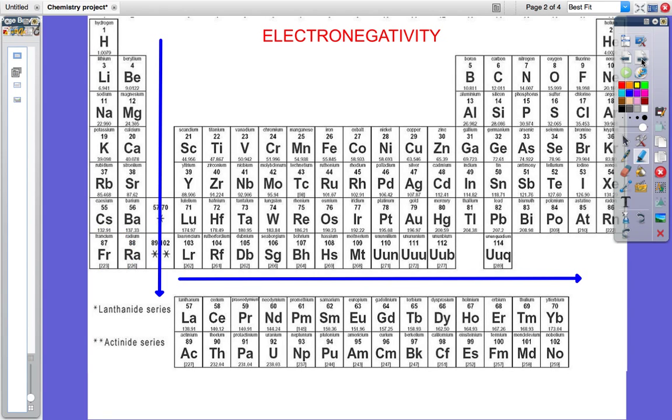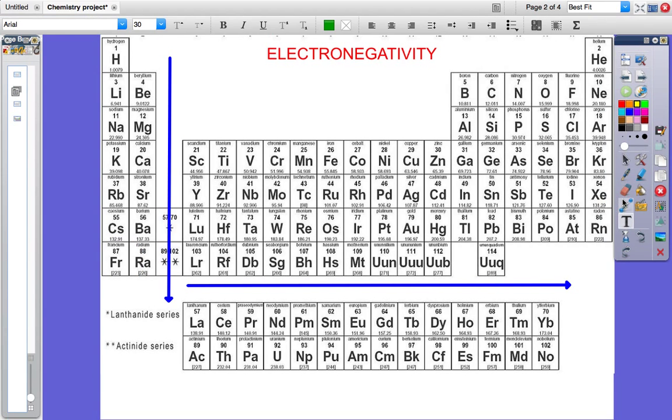Now let's move on to electronegativity. This is the ability of an atom to attract electrons. The scale to measure this ranges from 0, the lowest, to 4, the highest. Generally, electronegativity increases as you travel across the periods or from left to right.